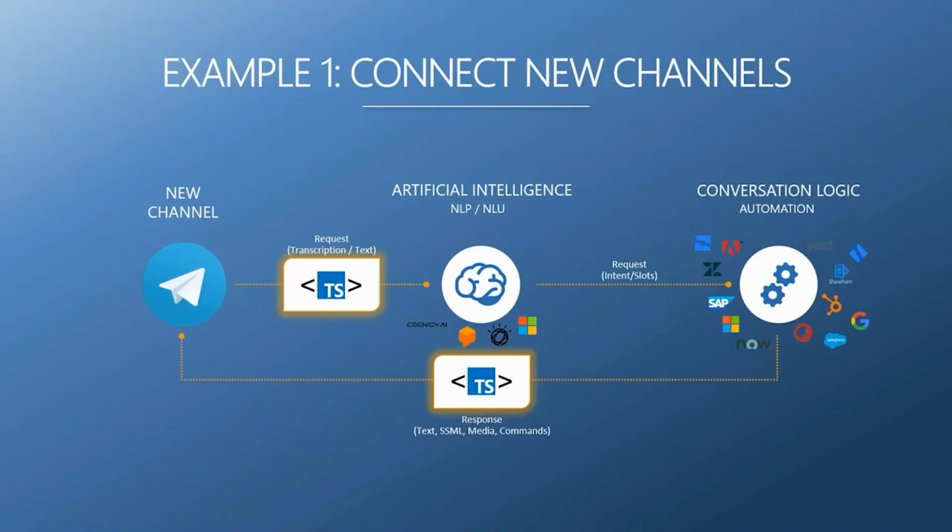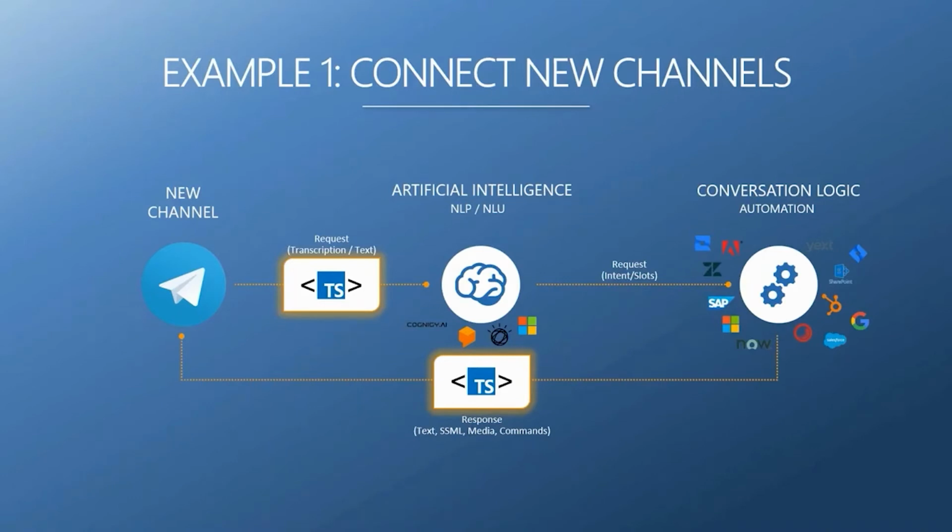A message arrives from Telegram in a Telegram specific format. Now we take this incoming message and format it into the Cognigy format and pass it on. AI does its thing, conversation logic does its thing, shoots out some answers, and now we get a response, which is of course formatted in the Cognigy format, and we reformat that into the Telegram format and shoot it back out.